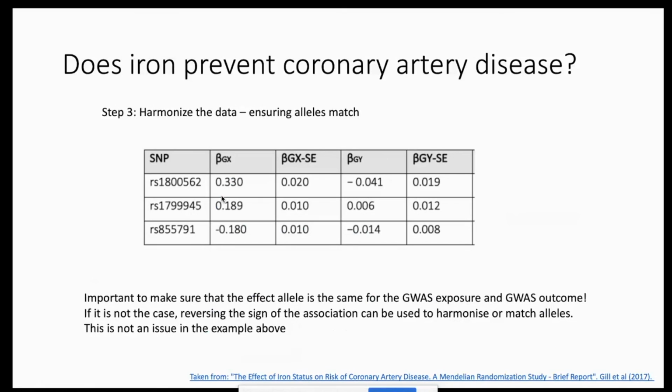And then we merge them together. So this is the merged harmonized data showing beta GX and beta GY. Beta GX, again, is the association between the genetic variant and the exposure, here being systemic iron levels, and beta GY is the association between the genetic variant and the outcome. And these, again, are harmonized.